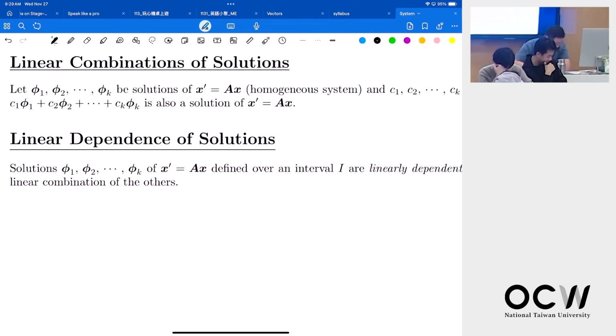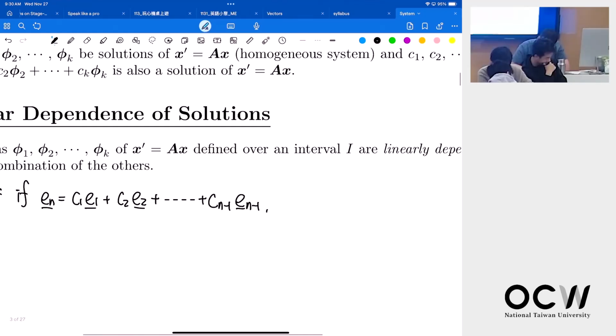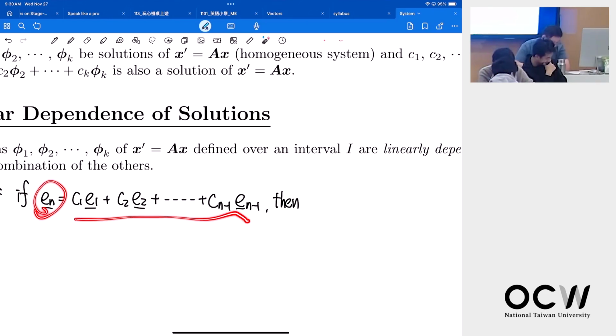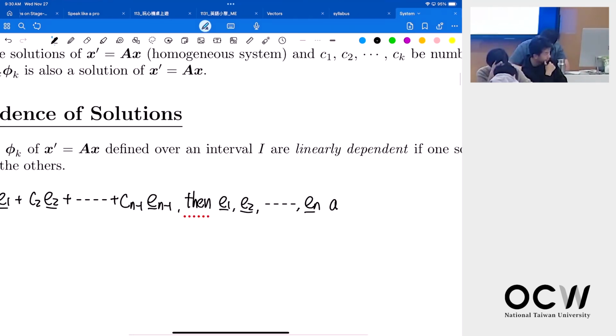Just recall, if I have a vector En that equals c1 E1 plus c2 E2 plus c3 E3 up to c(n-1) E(n-1), then we say if this vector En can be a linear combination of the others, overall E1, E2 to En are linearly dependent.